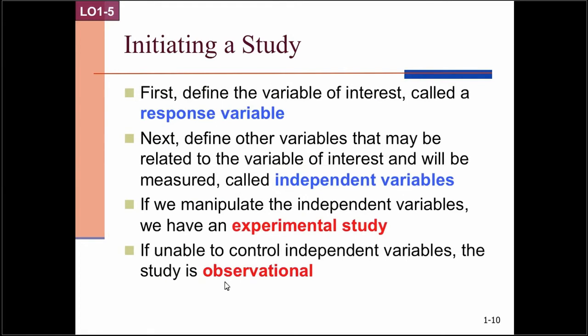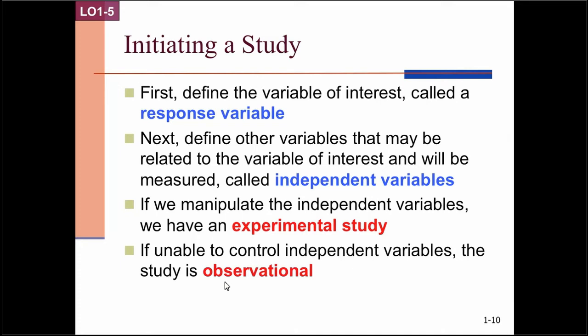Now, how can you initiate a study? First of all, if you come up with a research study, you need to know what you are interested in. This is what is called a response variable. In our case, Facebook: how many users are using Facebook? Then you're going to define the independent variables. In that case, we had one, the gender, and the second was the age range.